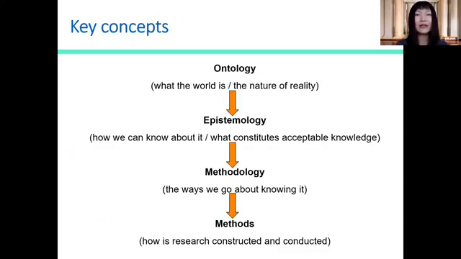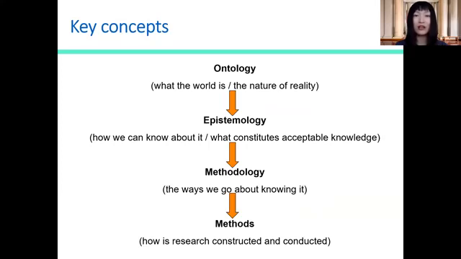Okay, and this graph here shows a relationship among these 4 terms. The most important and fundamental concept here is called ontology. Ontology is about what the world is, and the study of reality, what reality is, what the thing is. I'll just briefly introduce them here, and later I will talk in detail about each of these terms.